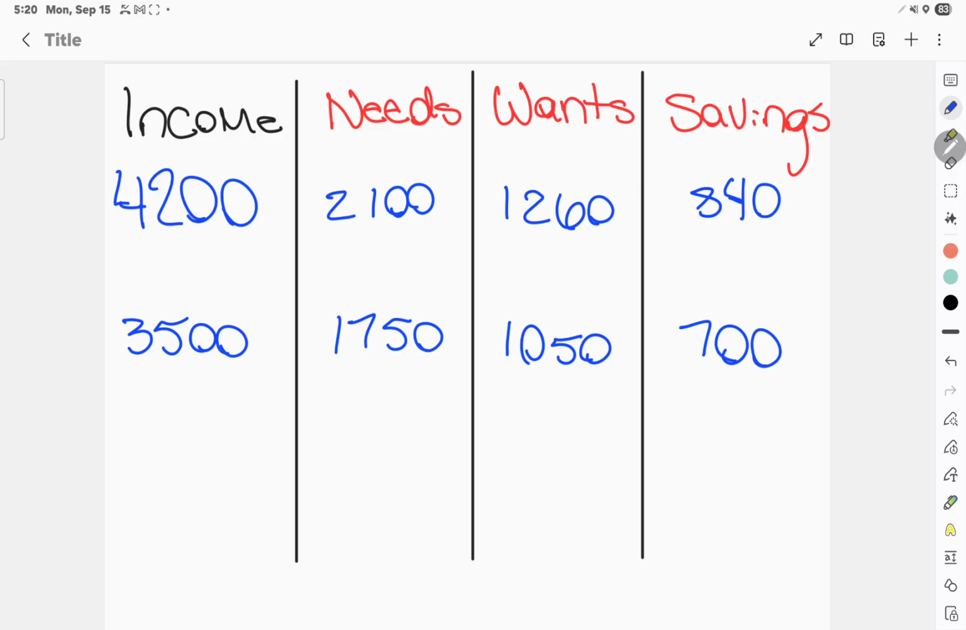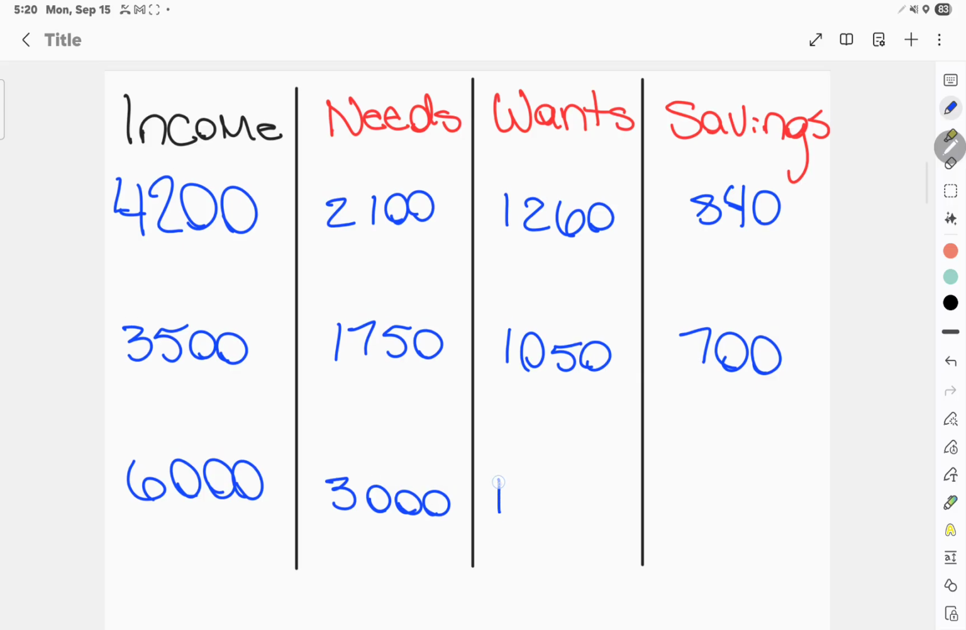All right, one more example, and then that'll be it for the first lesson. $6,000, half of 6,000 is 3,000. 30% is 1,800. And 20% is 1,200.